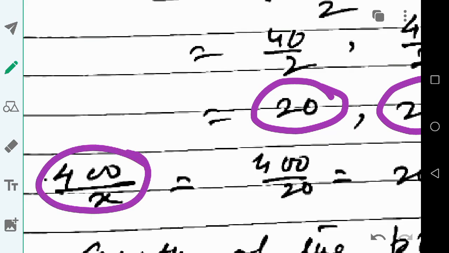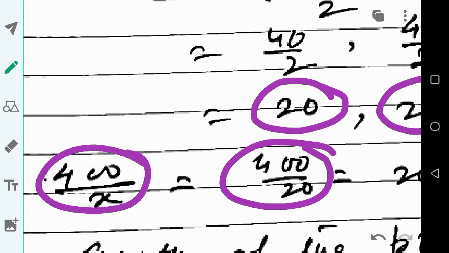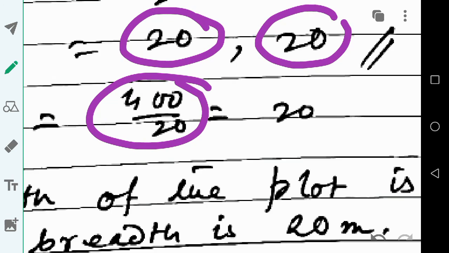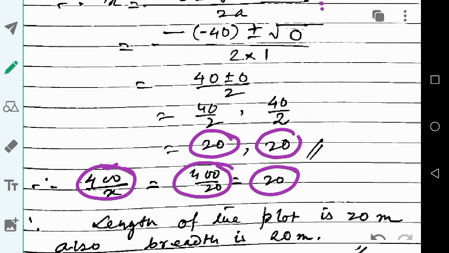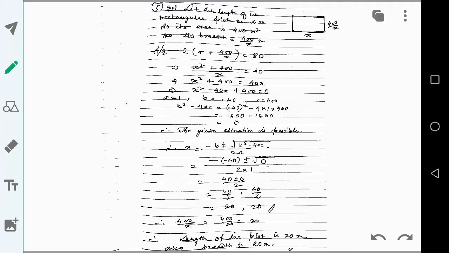So breadth will be 400 by x, that is 400 by 20, which is equal to again 20. So length and breadth are both 20 meters. Okay, this is the solution of question number 5.